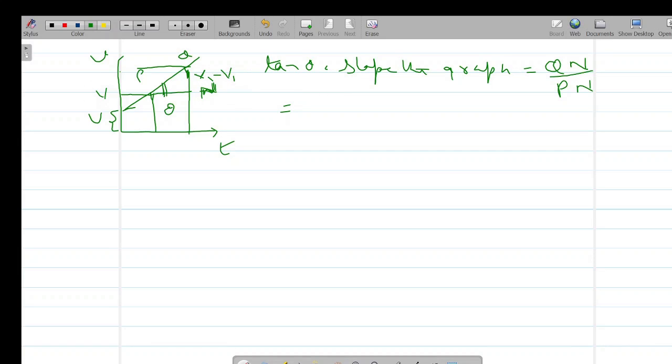If this is V1 and this is V2, then this complete distance is V2. Then it is V2 minus V1. And this is time. Then the slope of the graph is V2 minus V1 divided by, let the time be T1 and T2, so V2 minus V1 divided by T2 minus T1, which is nothing but velocity upon time, which is acceleration.